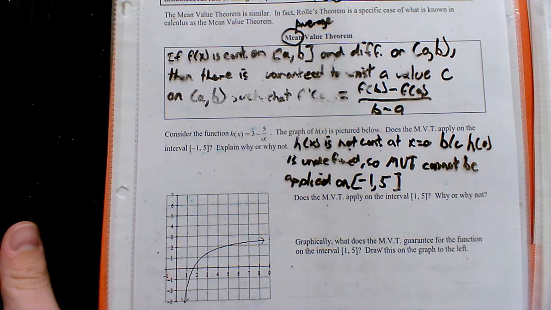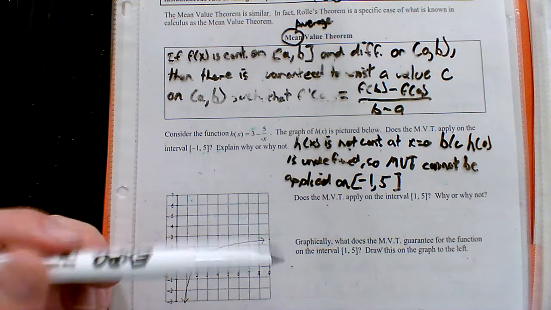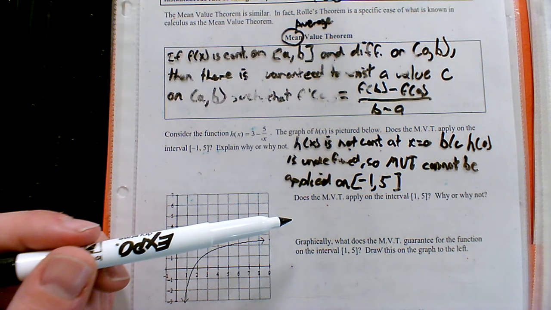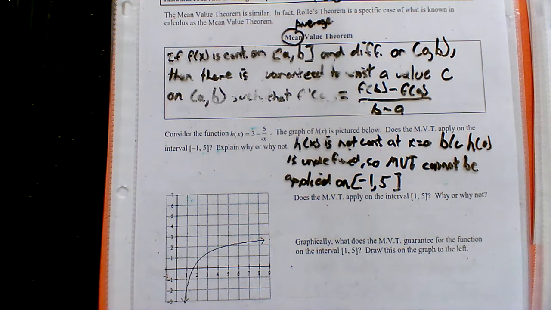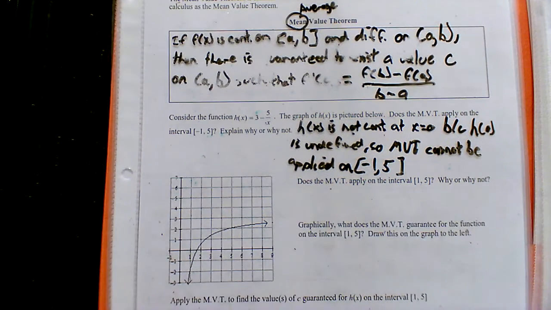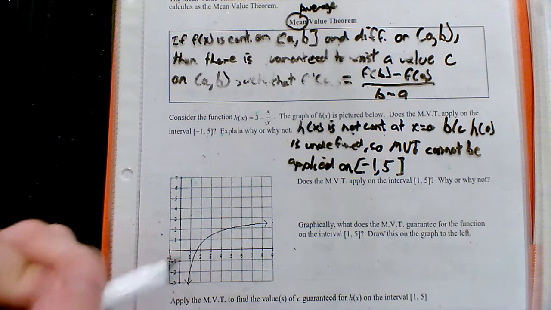So we want to work through multiple scenarios here. So now we want to look at the next scenario. Does the mean value theorem apply on the interval 1, 5? Why or why not? So again, look at your graph, look at your original equation, think about the interval. Would this mean value theorem apply? Yes. First you have to figure out, is it continuous?